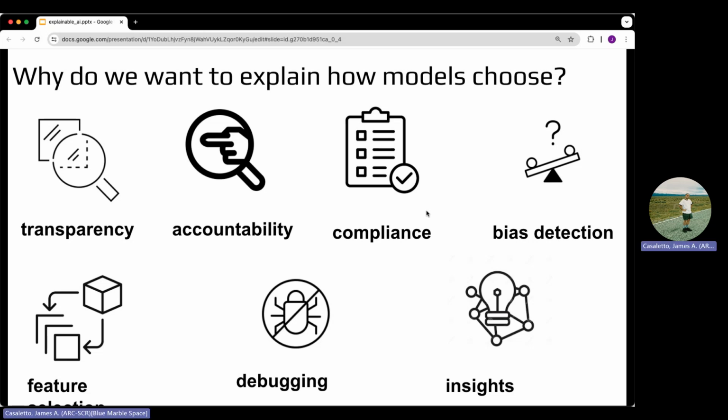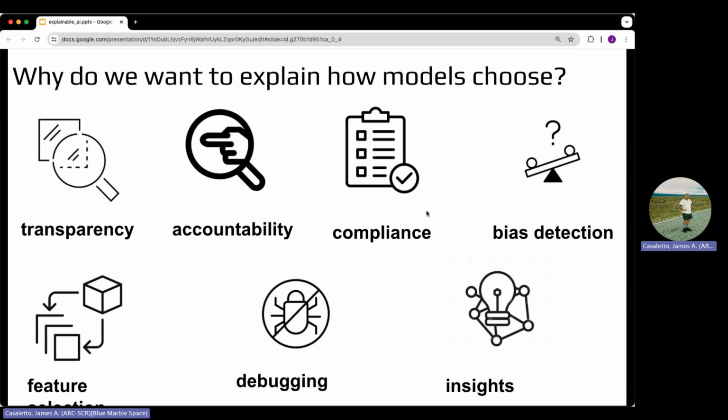Four is bias detection. Understanding how AI models work allows researchers and developers to identify and mitigate biases that may exist in their data or in the algorithms themselves. Explainability facilitates bias detection and helps ensure fair and equitable outcomes. Five is feature selection. In high-dimensional data sets, such as RNA-seq data that we've been working with, we'd like to select only the most important features to train a model. Explainable AI is related to feature selection.